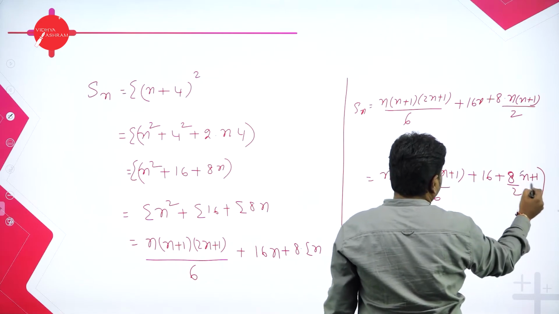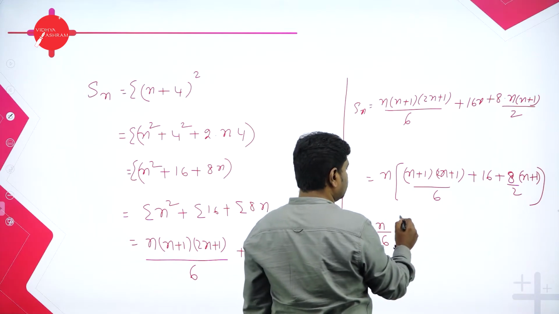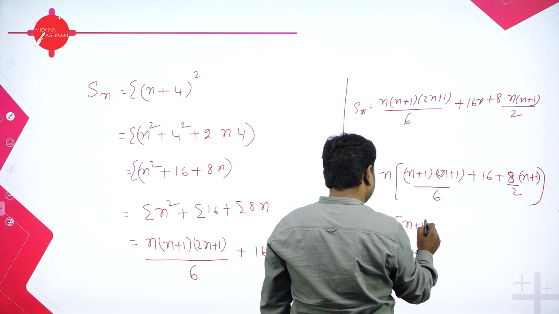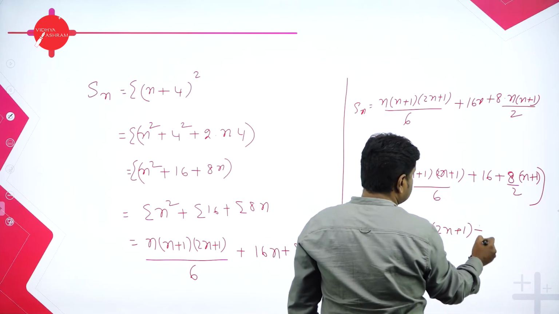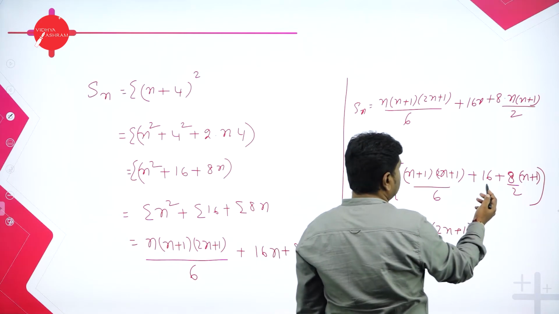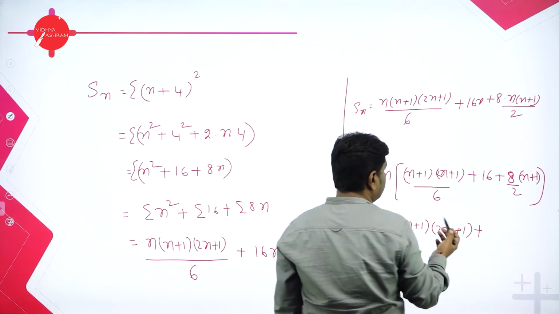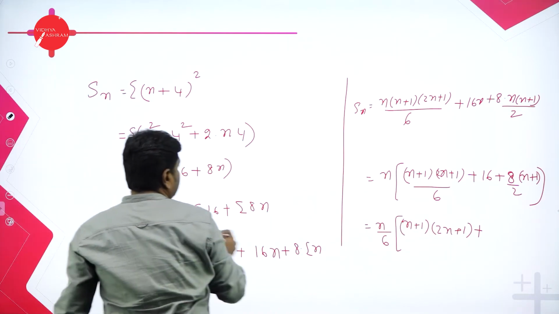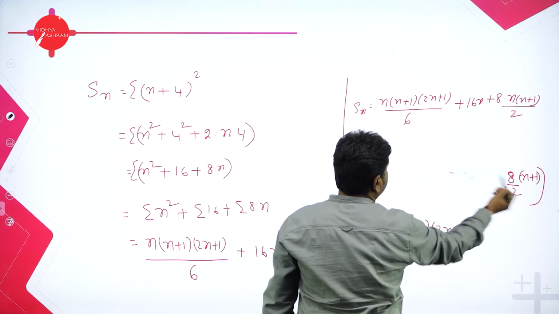Now by 6 also let us take out n by 6. If you take it out, what is left? This will become n plus 1 into 2n plus 1. Since we have taken by 6 common, here you can multiply by 6, or dear students, you can leave it here by rearranging. That will be better. According to me, the answer is in standard form, so you can leave it. Just rearrange and leave it.